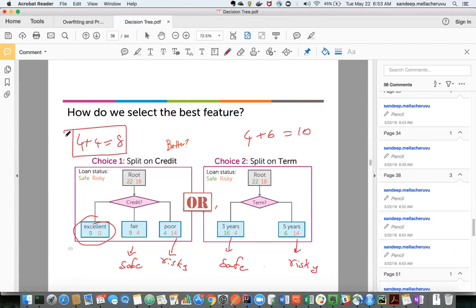In a very simplistic manner, you can look at the number of mistakes you are doing on the training data set. So in choice 1 you are only making 8 mistakes, and in choice 2 you are making 10 mistakes. So which one is better? According to this simple math, choice 1 is better. Are you guys clear on this?